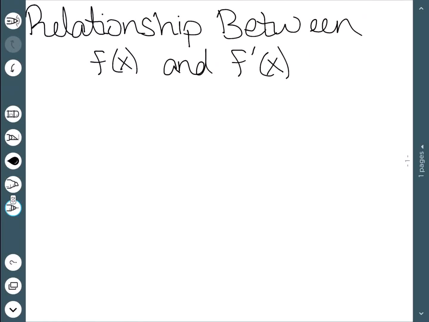Now that we've talked a little bit about the derivative and how to calculate some of them, we'll talk about the relationship between a function and its derivative. While we know that the derivative gives us the slope of the tangent line, it actually tells us a little bit more than that. If our derivative is positive or negative, we can actually tell a lot about our function.